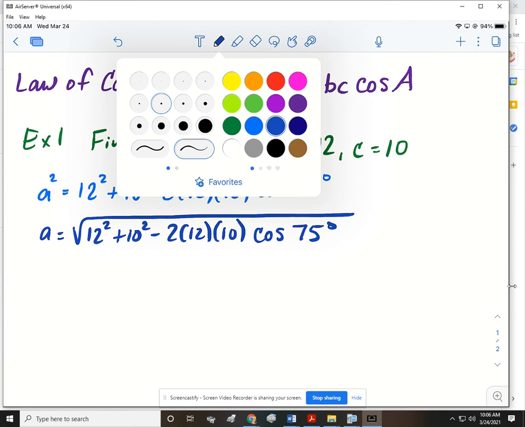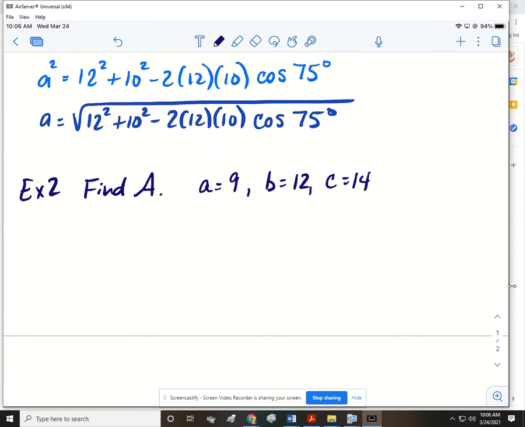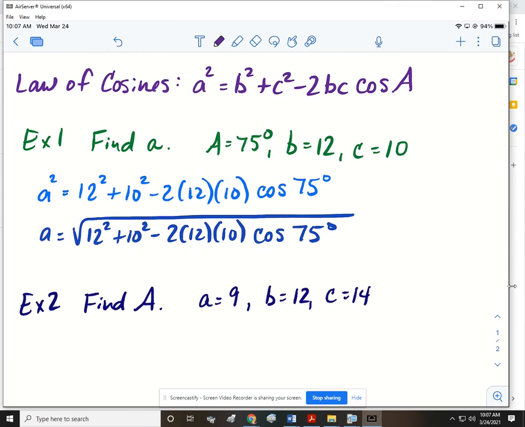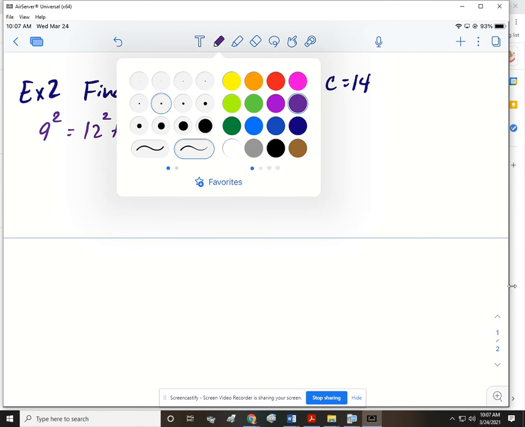All right, let's look at the next one. For example 2, we're finding angle A, so capital A. We know that lowercase a, side A is 9, side B is 12, and side C is 14. So 3 sides means we use the law of cosines. I'm going to plug all of those things into my formula, and A is what we're looking for, capital A. Again, they leave this pretty messy. I know we could figure out what 9 squared is and all that, but we're not going to. We're just going to leave it in this form, but we do need to solve it for A.